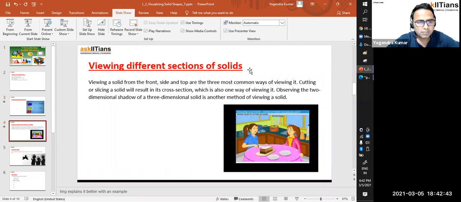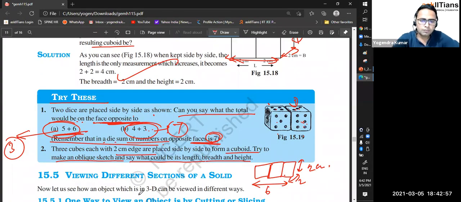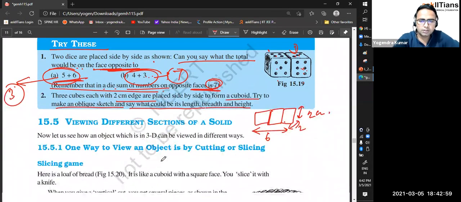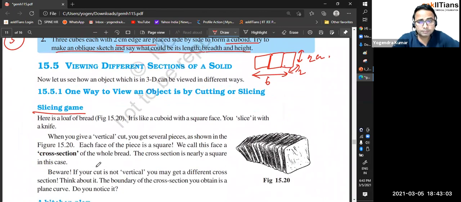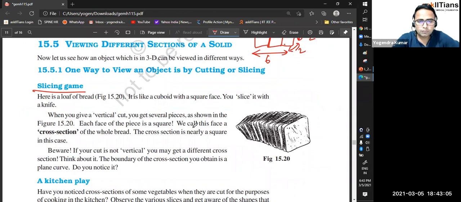Now, viewing different sections of the solids. When we cut a bread, or something, what is the cross section view? What is the view you see after cutting it? That is what we need to understand, viewing the different sections of a solid. So, a slicing game, you can have. By the way, you need to understand this, it is really very important. Cross section view, right?